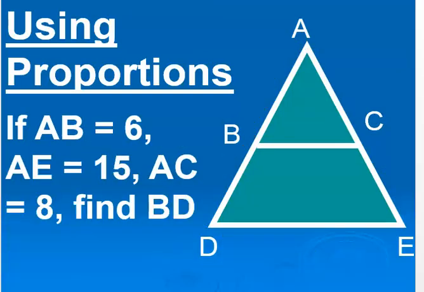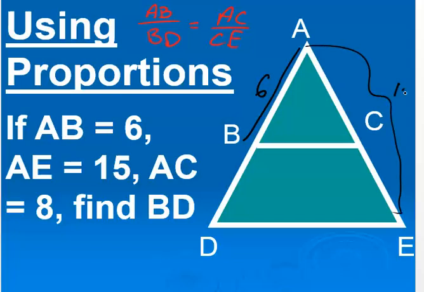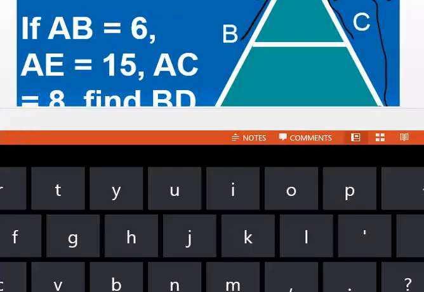Same example, again, we have the proportion AB over BD equals AC over CE. And they're going to give us some parts. So this side AB is 6. AE is 15. AC is 8. And we need to find BD.